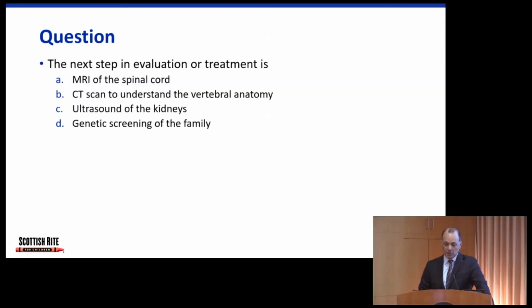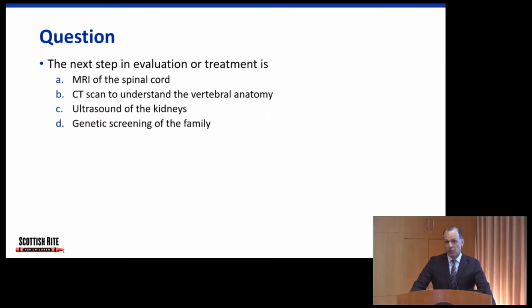And so for this young patient, the question becomes, what's the next step? I'd like to give questions to think about what is the next step. For an infantile or a juvenile idiopathic scoliosis patient, what is the next step? Is it an MRI of the spinal cord? Do we get a CT scan to understand the vertebral anomalies, ultrasound of the kidneys, or genetic screening of the family?